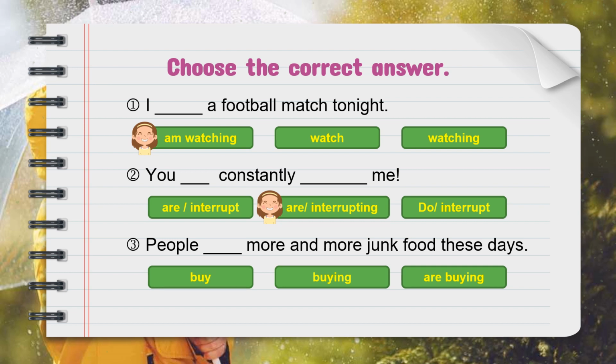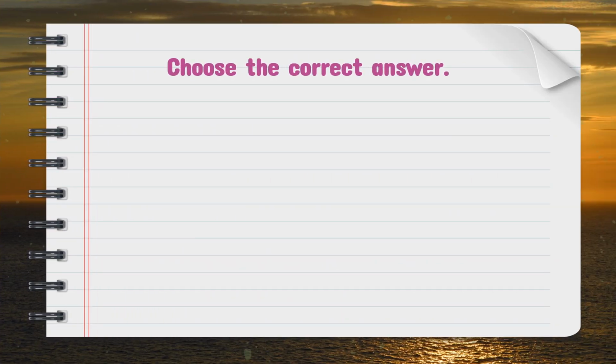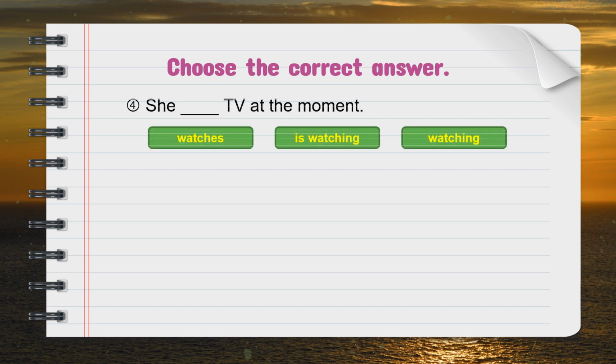So which one do you think is correct? People buy, people buying, people are buying. Great, people are buying. Very good. Okay, now let's have a look at sentence number four. She, TV at the moment.